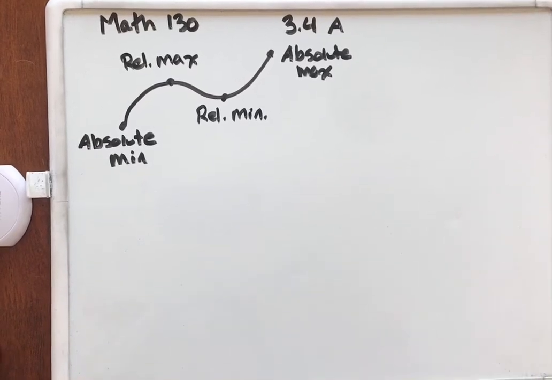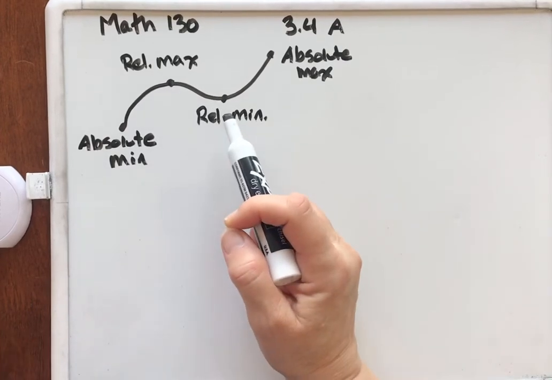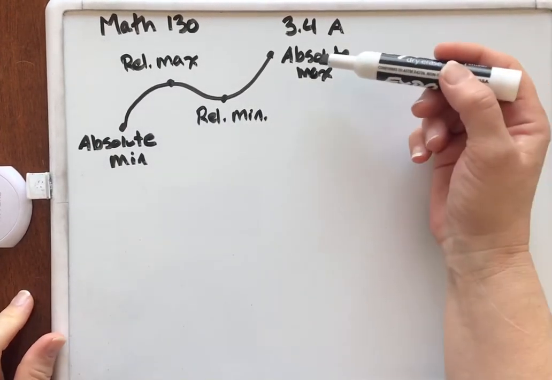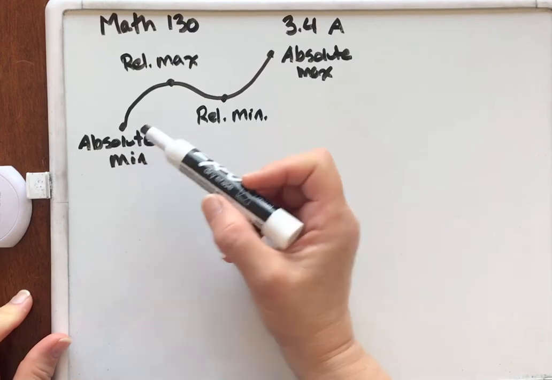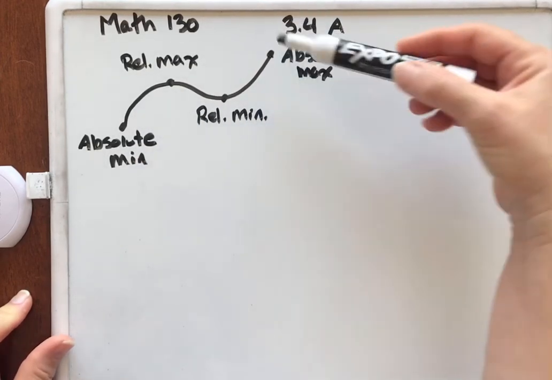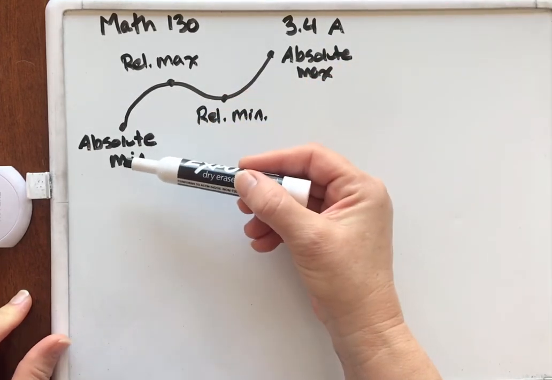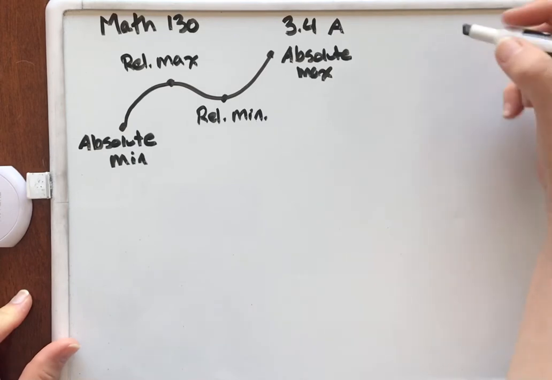3.4a. Last time we talked about the relative max and the relative min. Today we're going to talk about the absolute max and an absolute min. Notice this is a continuous function, and with our endpoints, the highest point is the absolute max and our lowest point is the absolute min. Now these don't need to occur at endpoints.